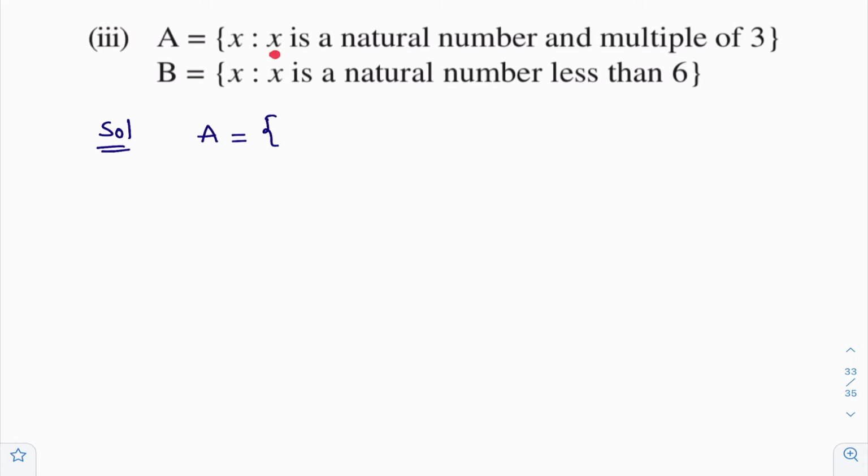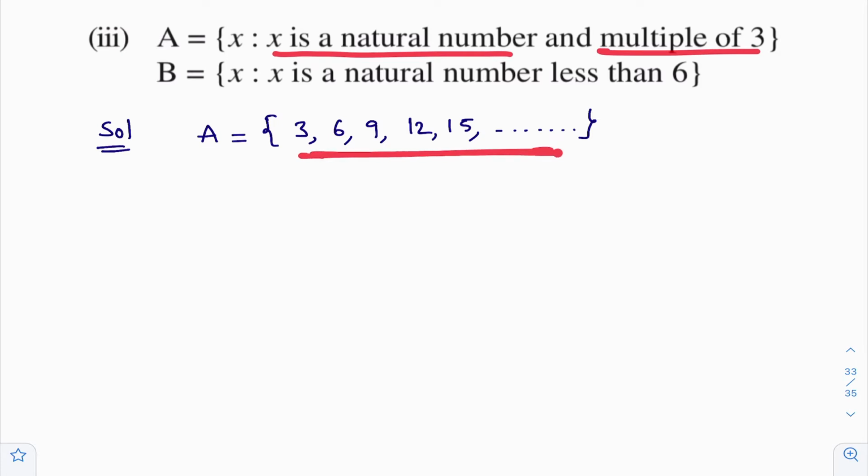What they are saying? X is a natural number. You know what natural numbers are? 1, 2, 3, 4, 5, 6. These are all the natural numbers. X is a natural number and a multiple of 3. It's very simple. They are asking to write the 3 table. 3 is a natural number, it's a multiple of 3. 6, 9, 12, 15, like that. This is an infinite set. So set A is an infinite set here. Note this point.